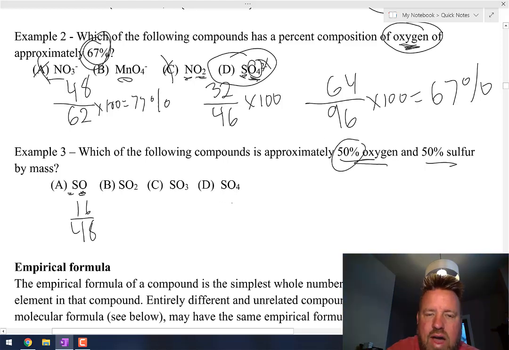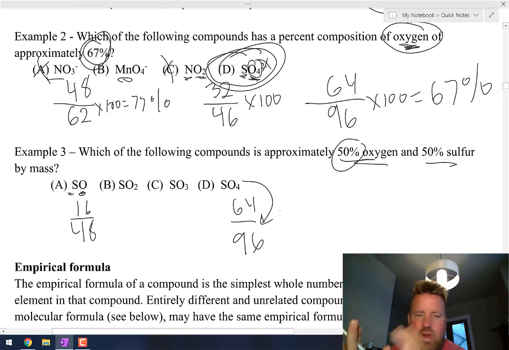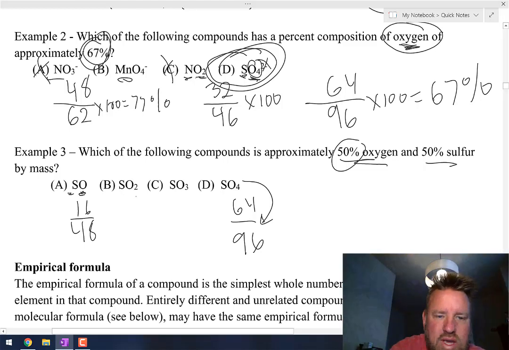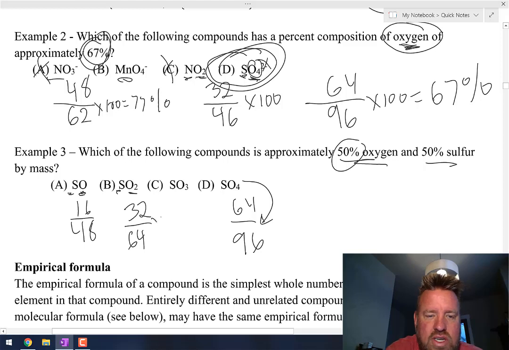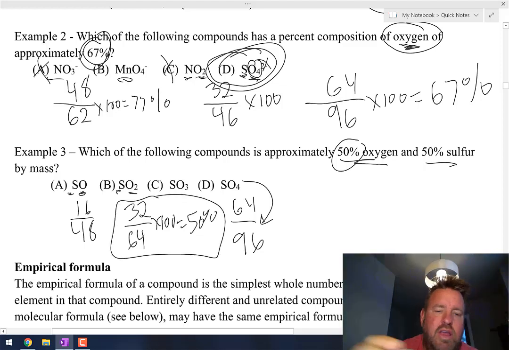Over here you'd have, just like the one above, 64 over 96. Remember, SO4 2 minus up here was 64 over 96. So we need one where the masses of the two in that compound are the same. Obviously on B, you've got oxygen. There's 2 of them, so that's a mass of 32. You divide by the total mass, which is with the sulfur, 64, times 100 equals 50%. And of course, the same mathematical equation applies if you do sulfur. Sulfur has a mass of 32. Divide by 64 equals 50%. And that is how you find percent composition.